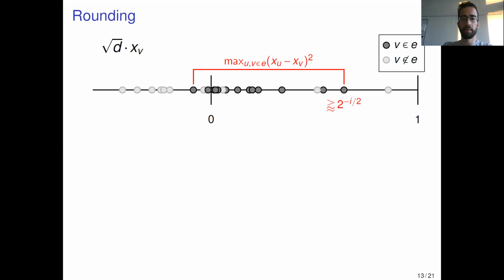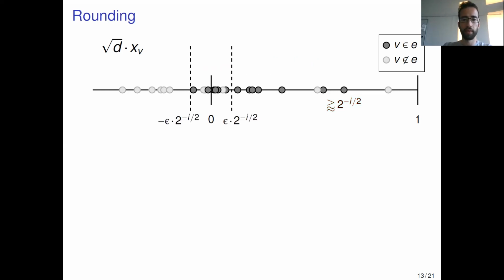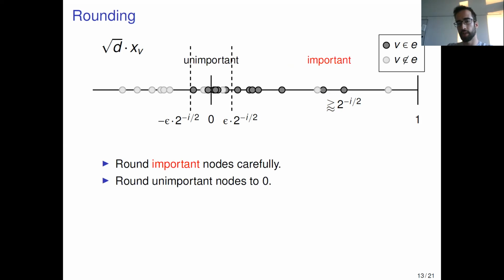So we can use this information to our advantage. And we can just say that anything that is significantly smaller than that, so an epsilon factor smaller, is deemed to be unimportant. And everything that is not that much smaller is deemed important. And what we can do is we can reduce the size of the rounding scheme a lot by just rounding all unimportant vertices to 0.